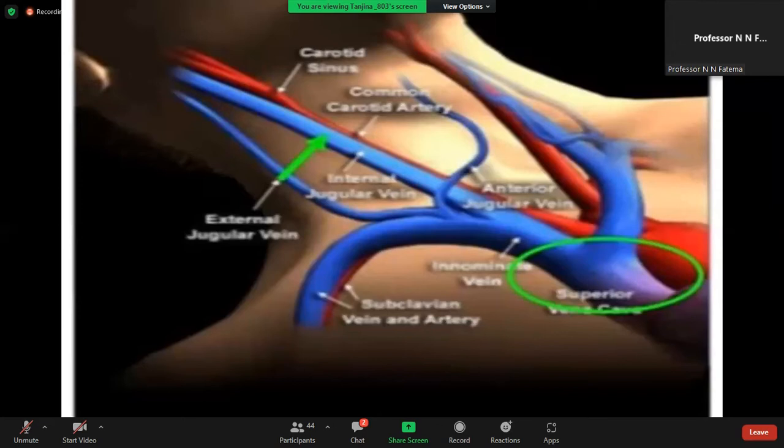Okay, Jannat, you can proceed with the venous system now. Okay, madam, Dr. Ashik raised his hand. So Ashik, you may ask. Yes, Ashik. Assalamu alaikum, madam.